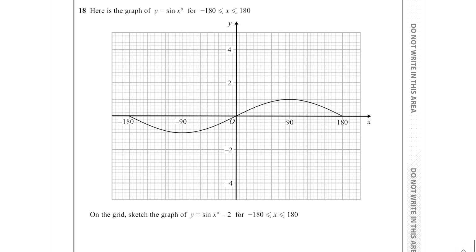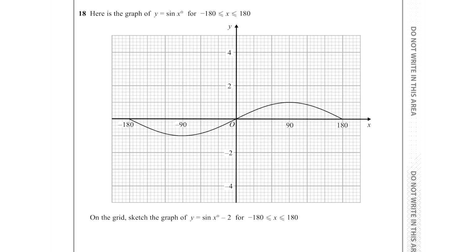Moving on to question 18. Here is a graph of y is equal to sine x from minus 180 to positive 180. On the grid, sketch a graph of y is equal to sine x minus 2. So in the y direction, they're moving it down by 2. If you look at this point here, for example, move that down by 2, it ends up there. If you then look at this point here, move that down by 2, it ends up here. This point here, move it down by 2, ends up there. Do that for all the points, and then draw a line through it.